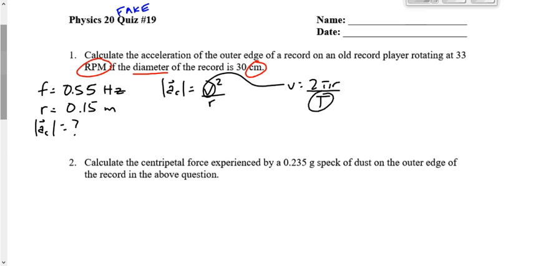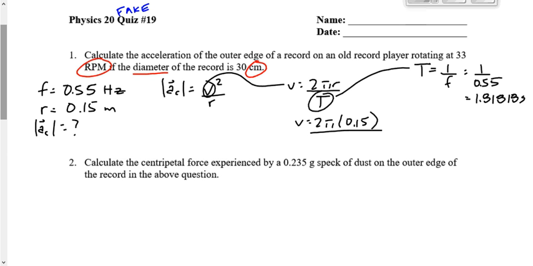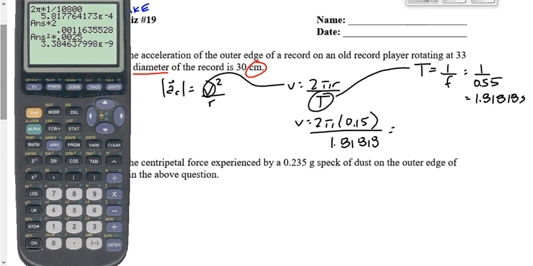But I don't know what the period is. How do I find the period? Aoife, how do I find the period given the frequency, 0.55? Using the equation, 1 over frequency. Yeah, 1 over f. 1 over 0.55. Does that work out to be 1.8 or something like that? 1.818. So that's the time for one complete rotation, one complete revolution. We're going to say 2 pi times 0.15 over 1.81818.